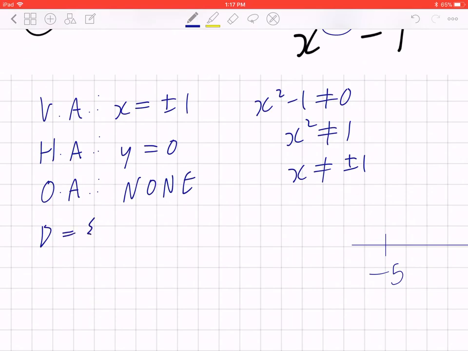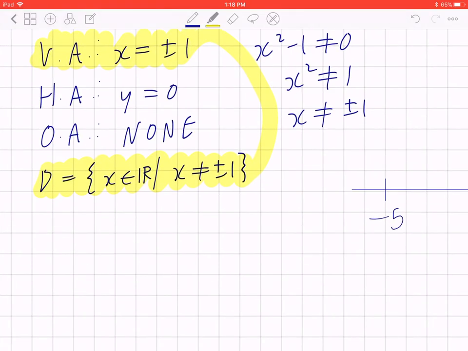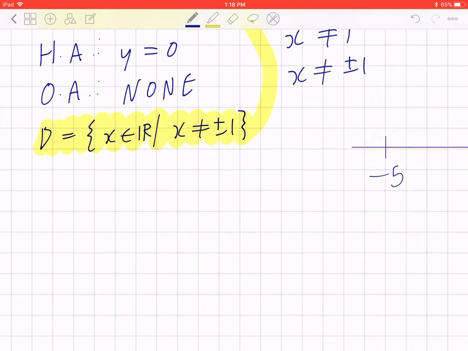So now you can write down the domain. x is an element of the real numbers such that x cannot be plus or minus 1. And again, here's a reminder: domain is related to its vertical asymptotes. Range will be related to its horizontal asymptote.